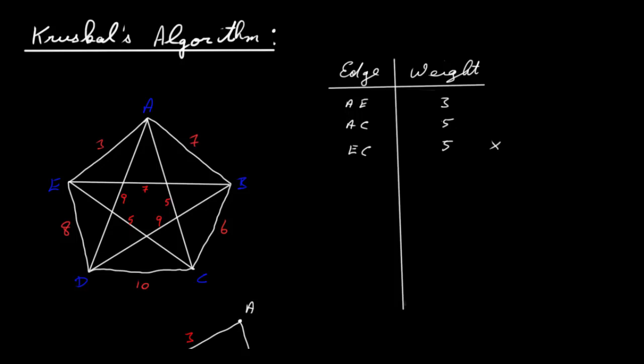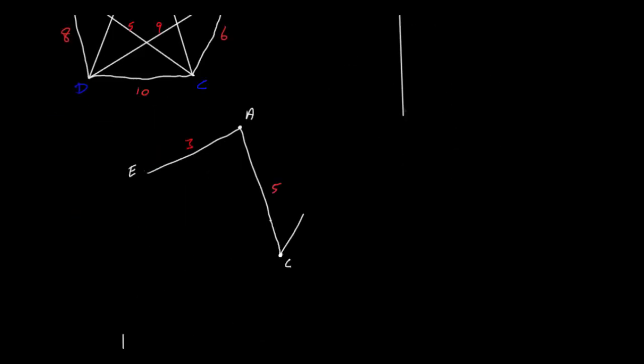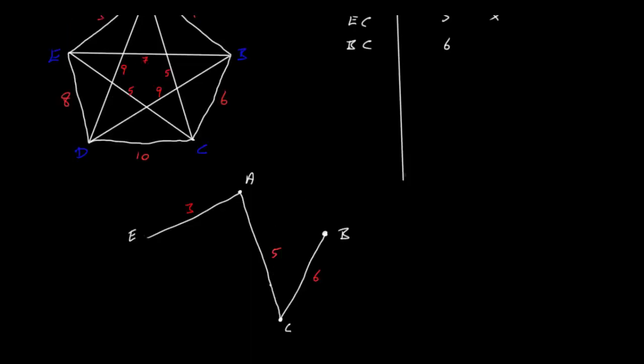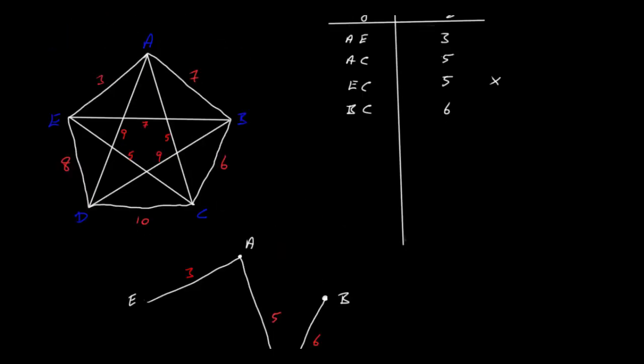Okay, the next one is BC. BC is coming up along here, and that has a weight of 6. So let's write down BC, that has a weight of 6, and that one I am going to draw. This is B here, and that has a weight of 6. Okay, so still we have no cycles. Let's keep going then. The next one then is BE.